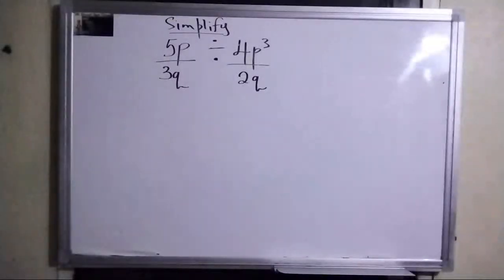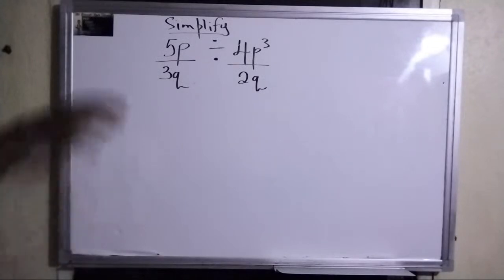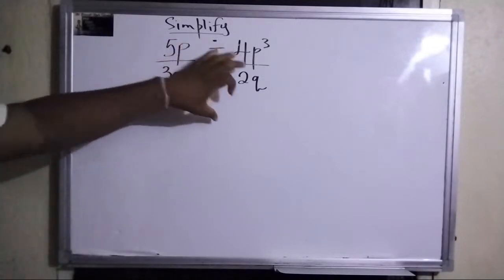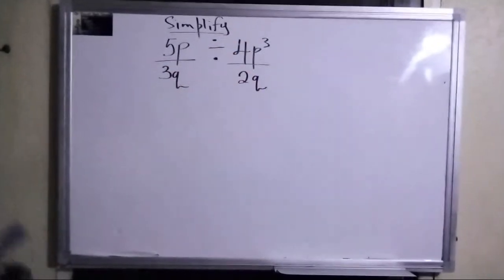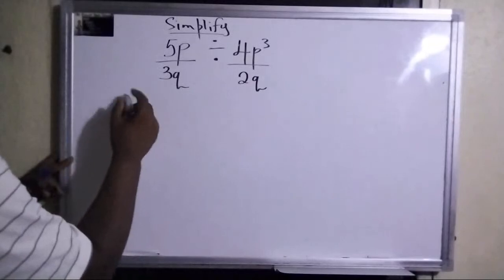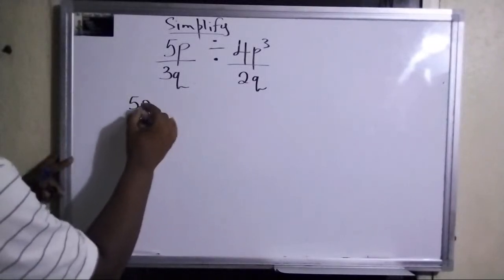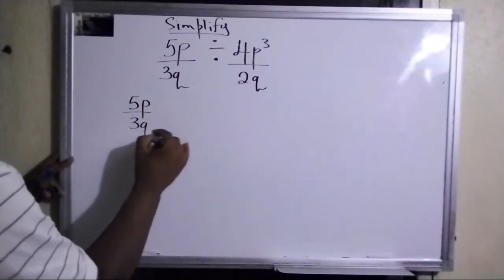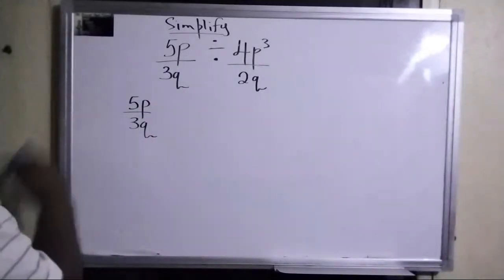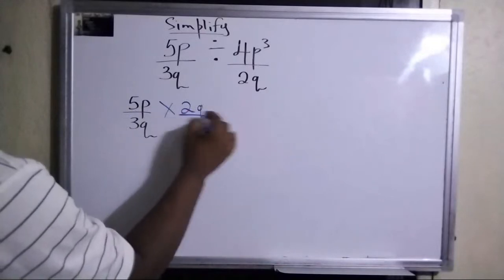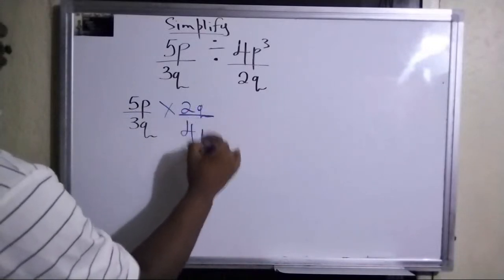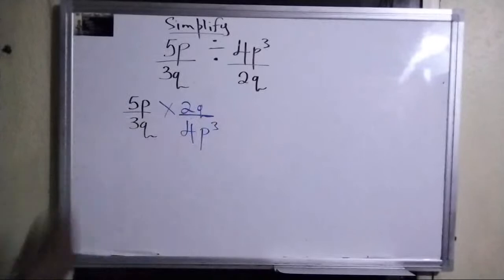Alright, so as with fractions, we deal with it just like fractions, right? When we are dividing a fraction, we invert the last fraction, change it to multiplication and invert. So let us do that. So it's 5p, the first fraction, over 3q, times 2q over 4p cubed. So we invert the last fraction and then we can cancel now.